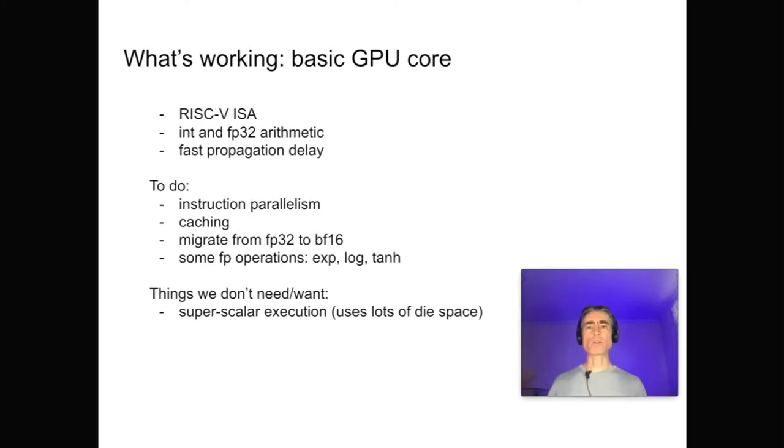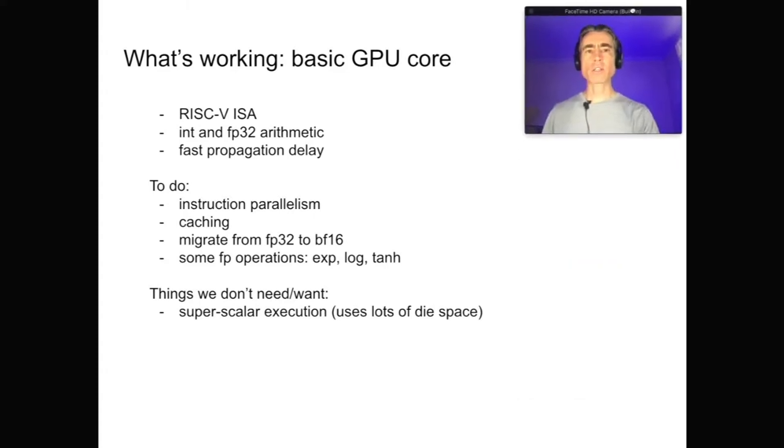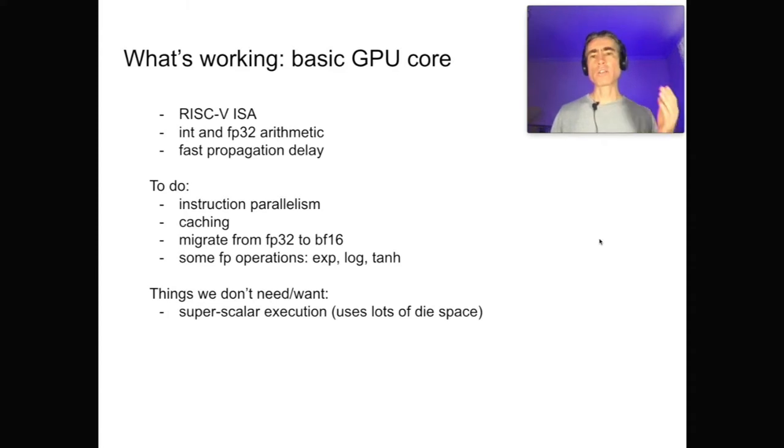A basic GPU core. So we've got a basic GPU core. It's using the RISC-V ISA. It's got integer and FP32 arithmetic. It's got a relatively fast propagation delay, I feel. Things that we need to add in are instruction parallelism, we currently don't have. Caching, we need to add in caching. Currently it's using FP32. We need to migrate to the Brain Float 16. And there's some floating point operations we need to add, specifically exponential, logarithm, and tanh, maybe a couple of others.